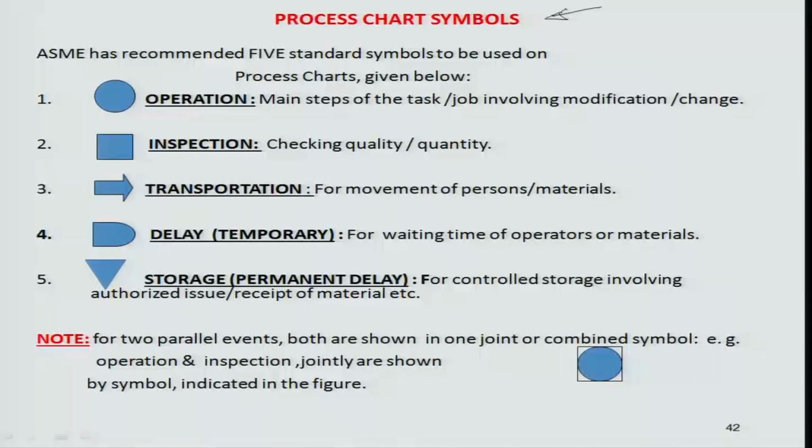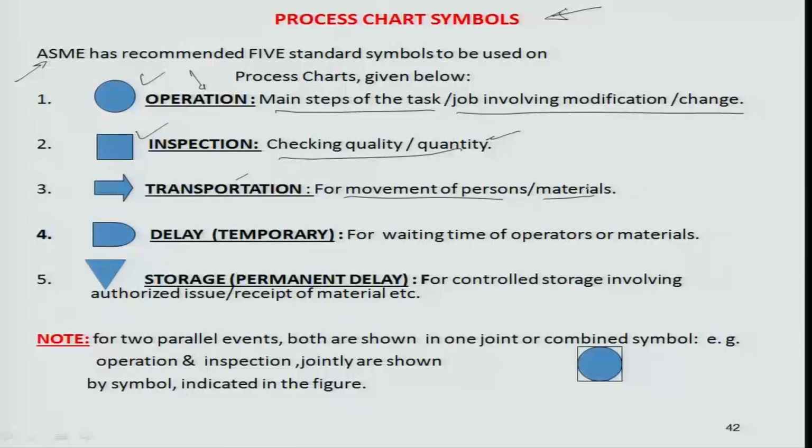So, typically the American Society of Mechanical Engineers has recommended 5 different symbols which are used for process charts. They are: the circle related to an operation. This is the main step of the task or job involved in the modification or change. There is something involved in inspection recorded by a square, which checks the quality or quantity of what has been produced in the last step. There is also an arrow symbol which represents transportation, particularly for movement of persons and materials.